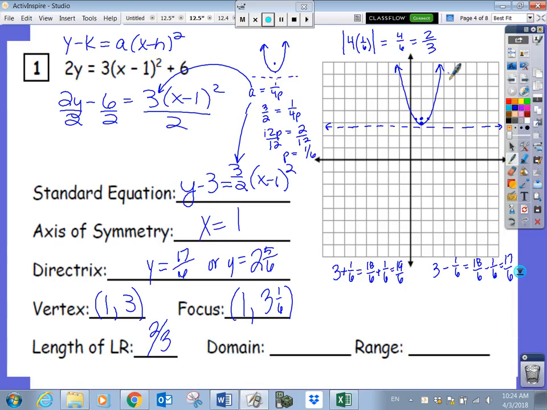So the domain, now we're just going back to what we've done forever. Domain is left and right, so negative infinity to infinity. The range, the low value is 3, and it goes up to infinity.